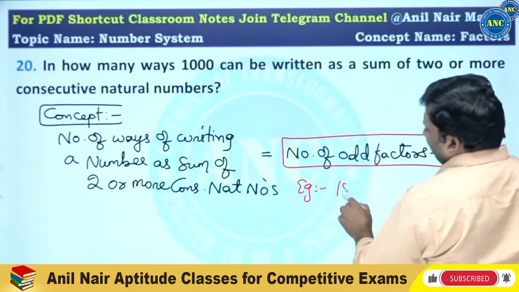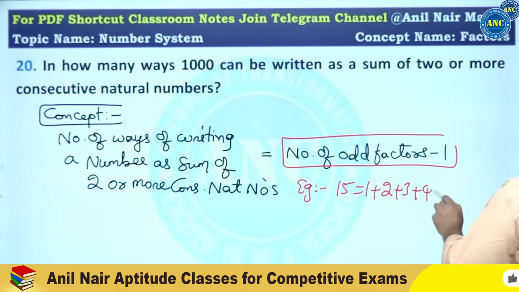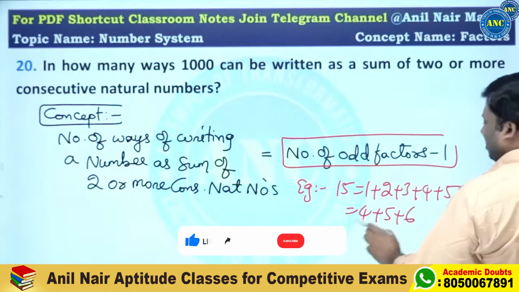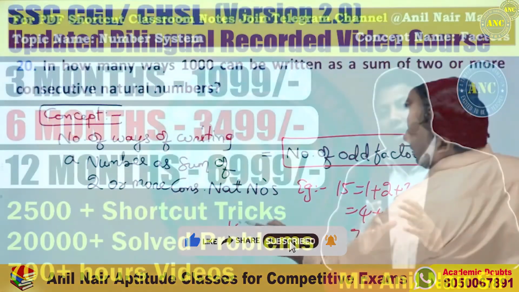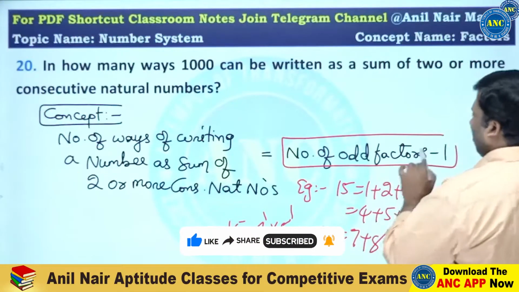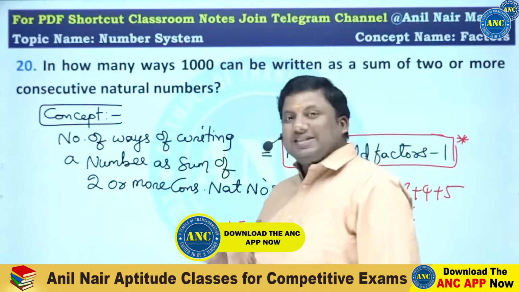Example, 15. It is 1 plus 2 plus 3 plus 4 plus 5. It is 4 plus 5 plus 6. It is 7 plus 8. So 15 is 3 into 5. The number of odd factors is 4, and 4 minus 1 is 3. See why it is happening?